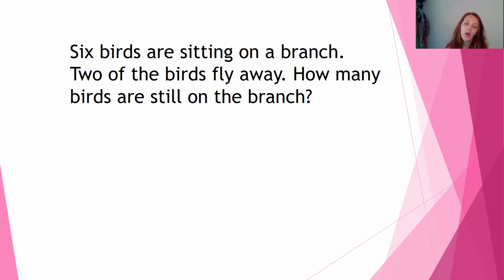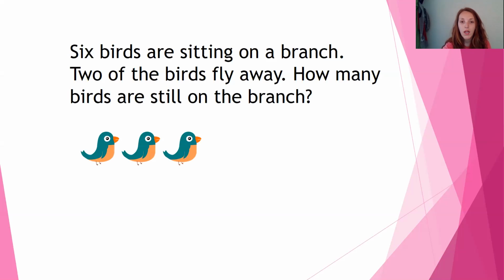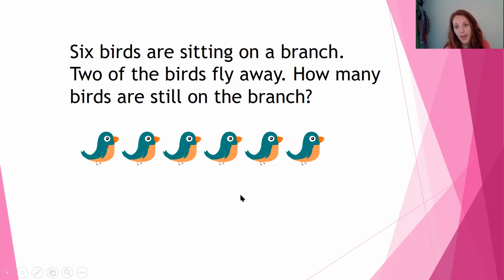Let me draw a picture first of my birds. There were 6 sitting on a branch: 1, 2, 3, 4, 5, 6. But then it said 2 fly away. Now, I can't make these birds fly away, but what can I do to show that 2 birds flew away? Are those 2 birds there anymore on the branch? No, they aren't. They flew away. So I'm going to cross out two to show that they are not there anymore.